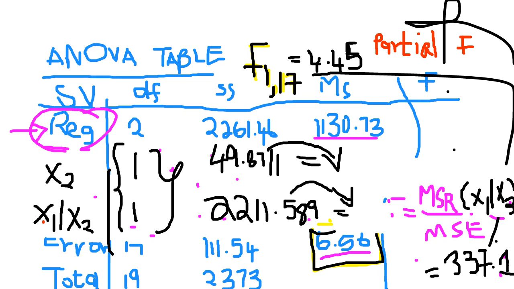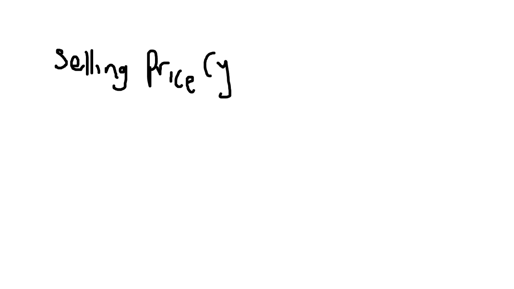Now, let's go back to our data set. Let's say the person who was selling those houses wanted to indicate whether the house that you are buying has a garage or not. So now I want to bring in another variable. Suppose that you have the selling price of the house. Remember, this one is your Y variable.